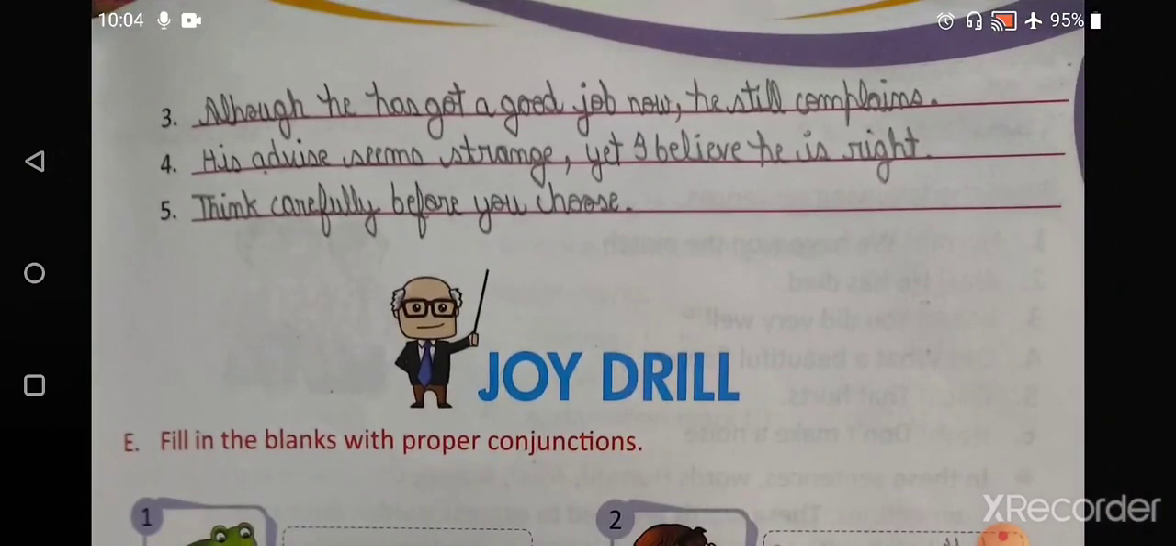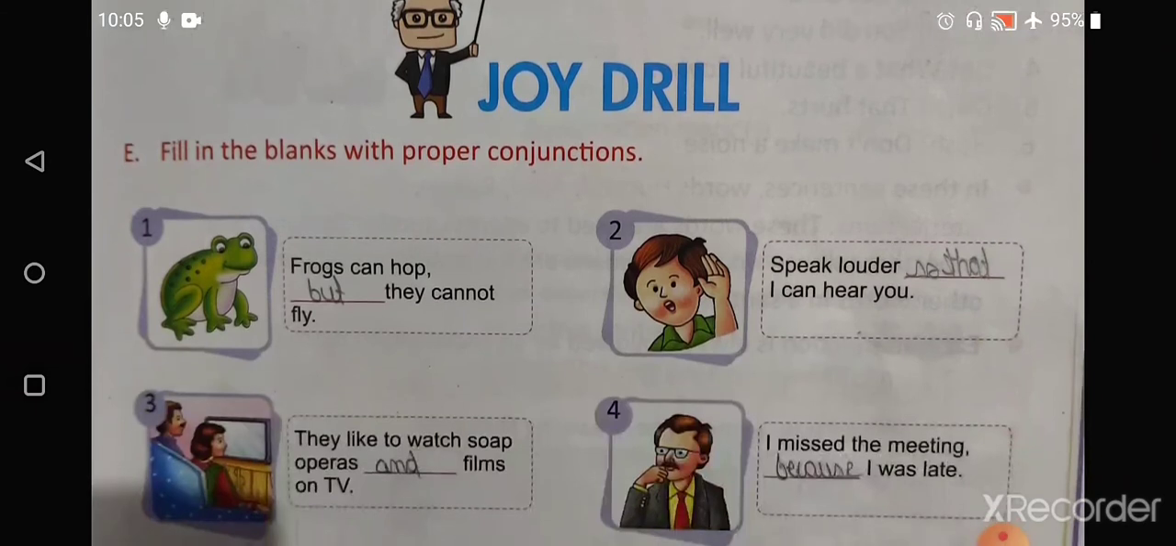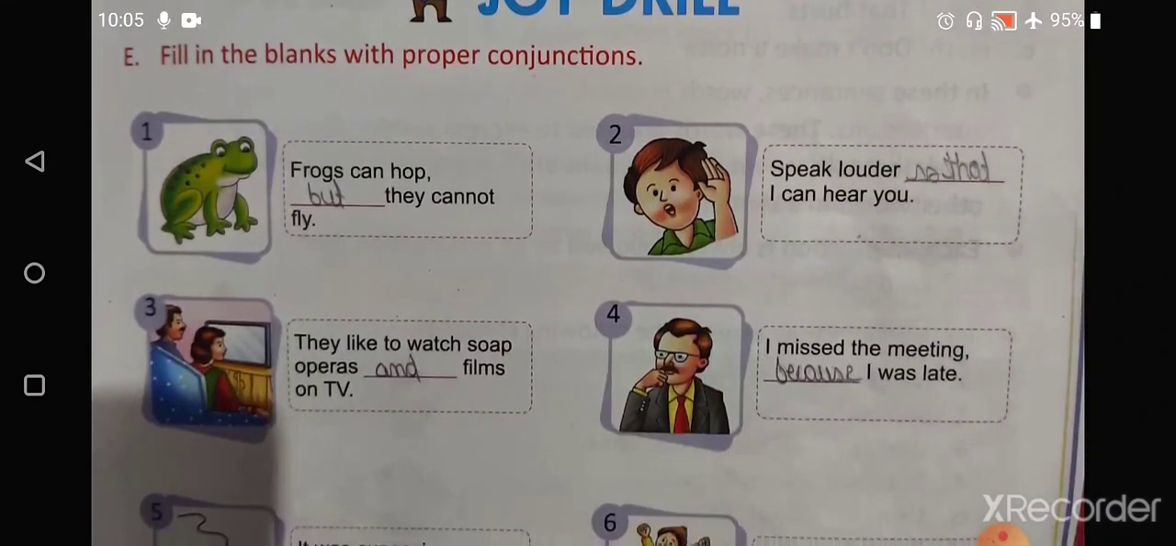Coming to the next page. Although he has got a good job now, he still complains. His advice seems strange, yet I believe he is right. Think carefully before you choose. Okay, you can write any sentences you want, but those should give complete sense and should be in correct English. Now the last exercise: fill in the blanks with the proper conjunction.